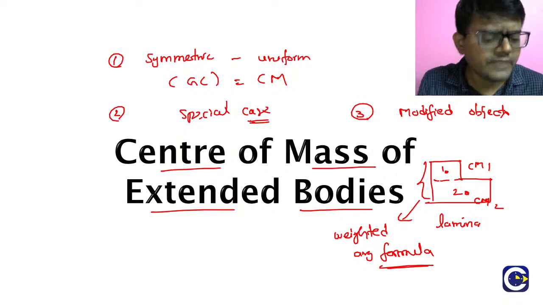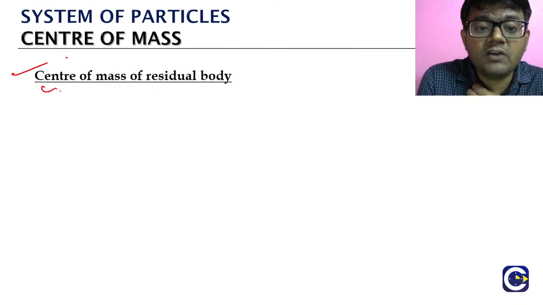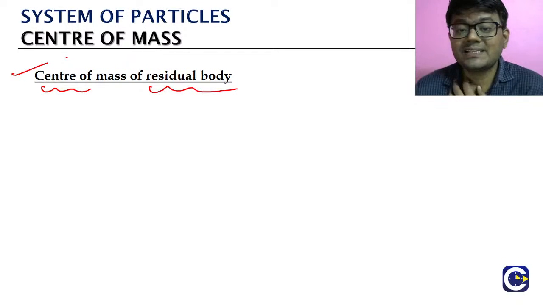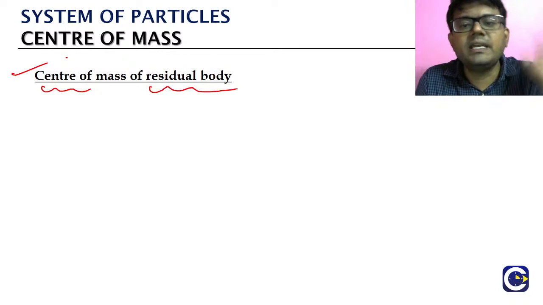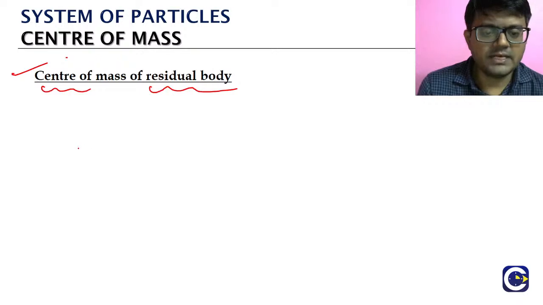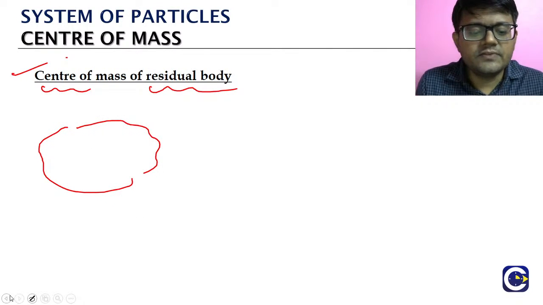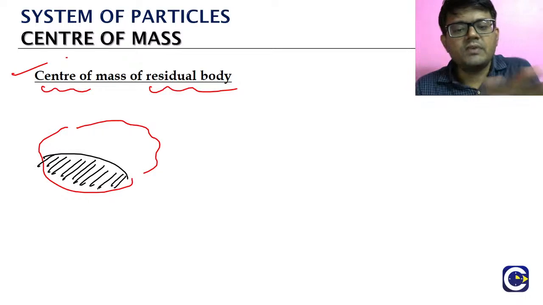Today we will start with the concept of center of mass of a residual body. Understand correctly: what is a residual body? What is residue? Anything remaining is called residue. So say for example, we have a body, an object. From that object, we are cutting some part of it. Suppose we cut this part and keep it aside.